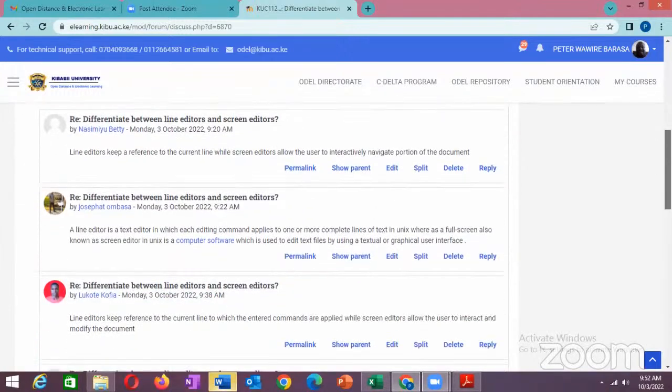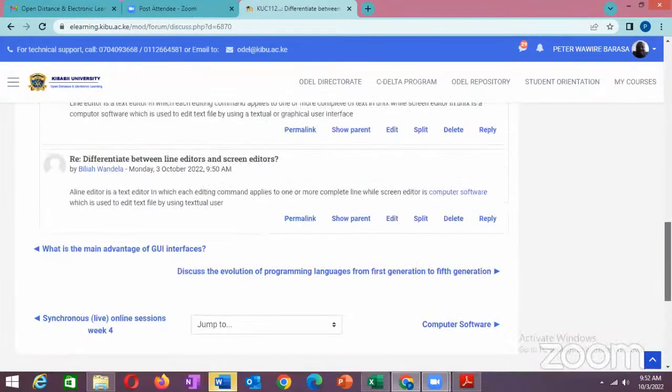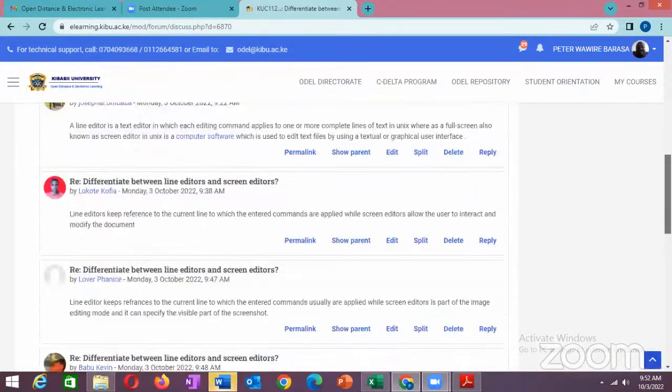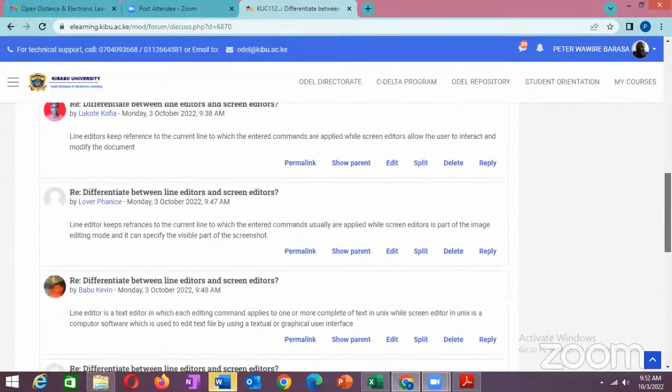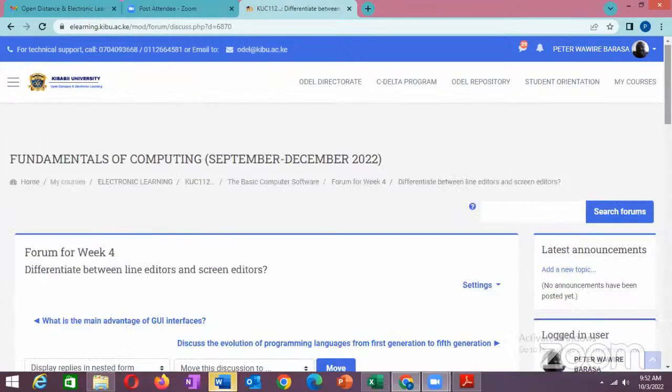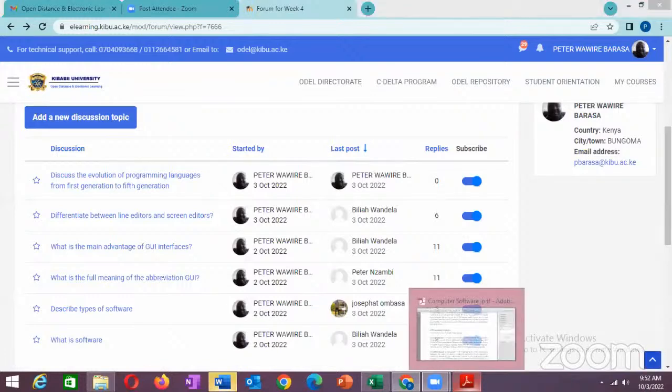I can see the way guys, for example, the difference between editors and screenshot. I can see the way people are responding. Ensure that as an individual, you are able to do this activity so that you're able to learn. So from me, I can see people are already responding. So you log into your system and be able to respond to those questions. So you discuss it in the forum. It will be important for you to discuss those questions in the forum.